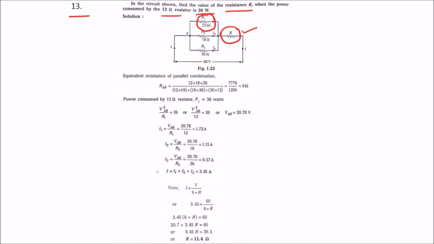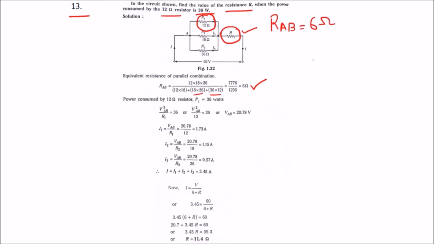So first let us find RAB, that is the equivalent resistance. As these three are connected in parallel, we will find the equivalent resistance across them. By calculating using the formula, we will get 6 ohms, that is 12 into 18 into 36 whole divided by 12 into 18 plus 18 into 36 plus 36 into 12. By simplifying that, we will get the value RAB is equal to 6 ohms.